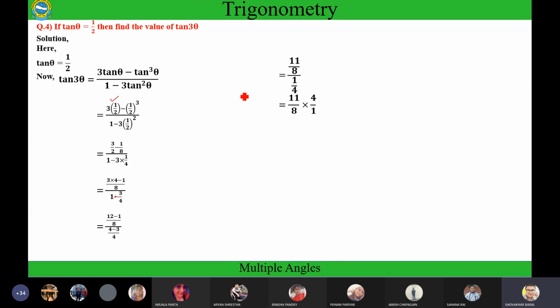So it is 11 by 8 times 4 by 1. Sorry, the reciprocal, not the cross multiplication. So 4 by 1, and if you multiply it, then 4 times 2 is 8. So 11 by 2 is the answer. We have got the value of tan 3 theta when the value of tan theta is given.